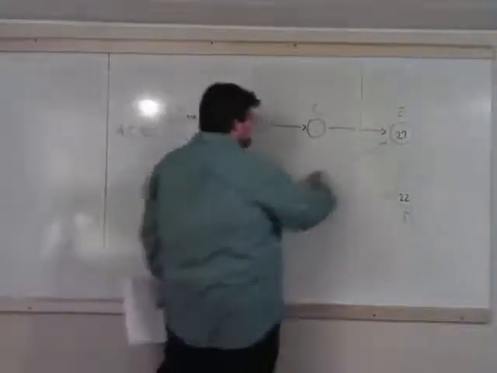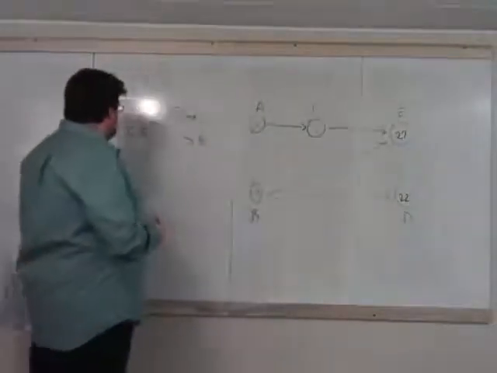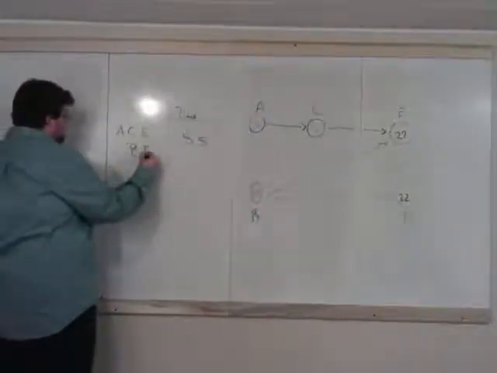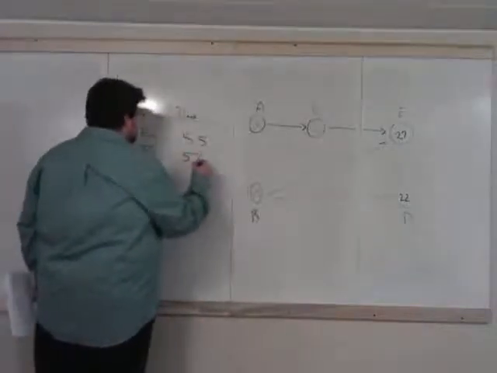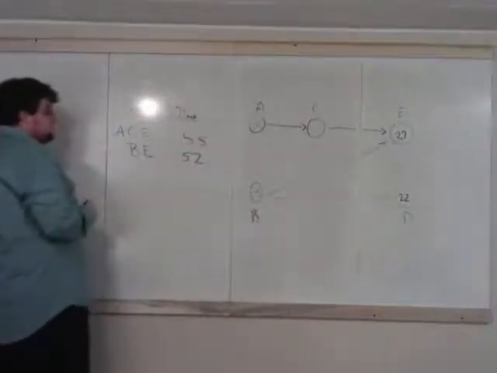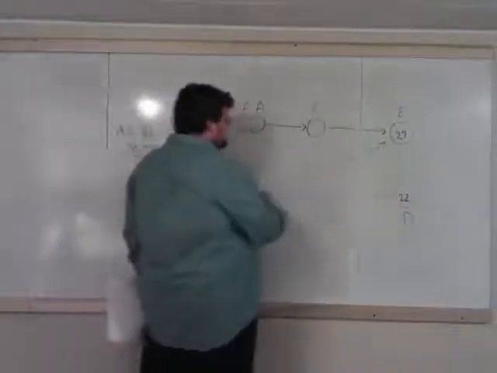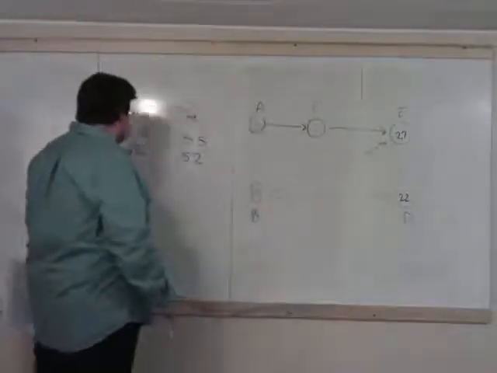Well, here's a path, B to E. B to E takes 25 plus 27, 52. Here's a path, B to D.